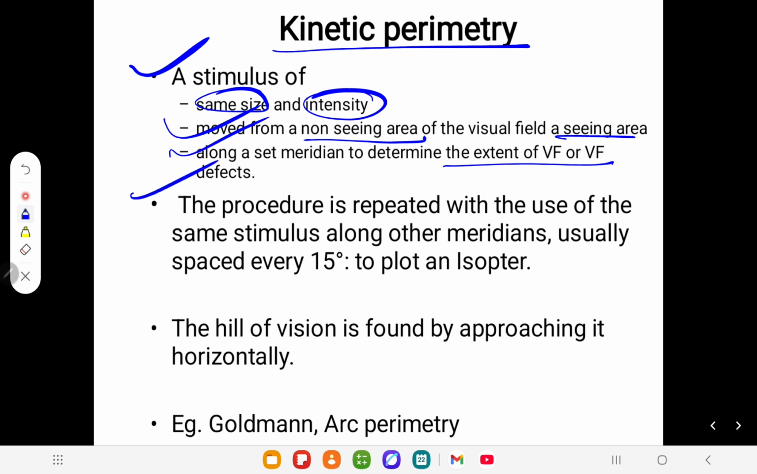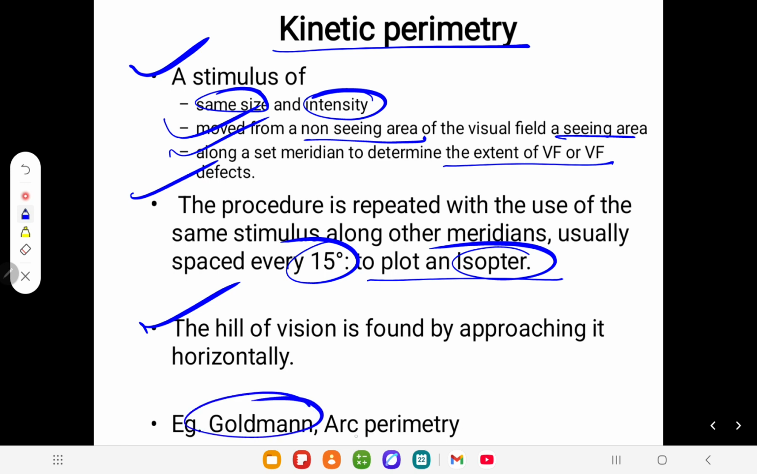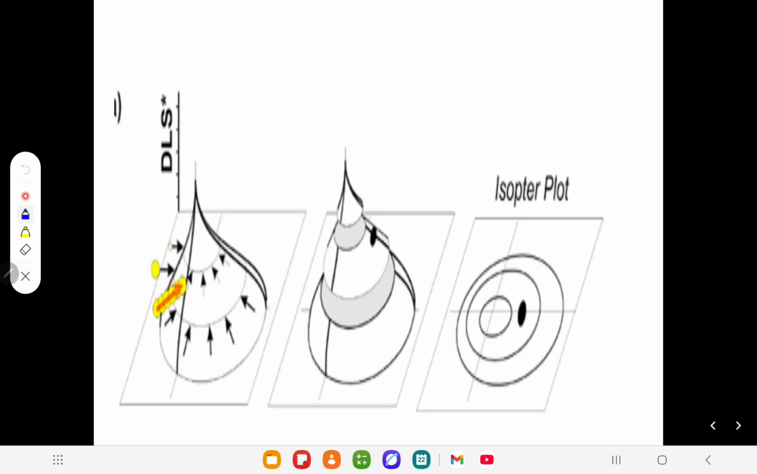So the procedure is repeated with the same stimulus along the meridians, usually spaced 15 degrees apart, to plot the isopters. You know isopters from earlier. Okay. The hill of vision is found by approaching horizontally from the non-seeing area to the seeing area. Example: Goldmann perimetry and arc perimetry, isn't it?